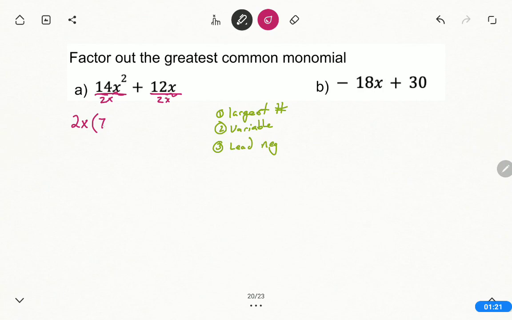14 divided by 2 is 7. When you divide x squared by x, you subtract their exponents, giving us x to the first. And 12 divided by 2 is 6. And x divided by x will cancel out. So overall, the factored form is 2x times (7x plus 6).